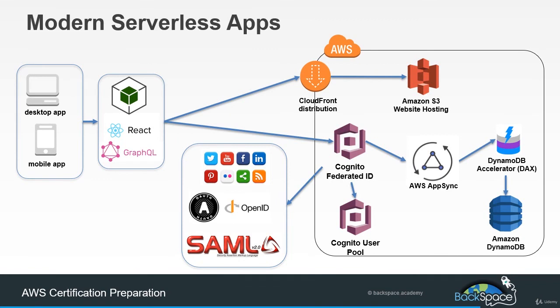So once we've got our React.js application running on our client, on our user's desktop app or whatever it is, we can then use the Cognito user pool to authenticate that user. Or we could use Facebook, OpenID, or SAML to authenticate that user. Once that user is authenticated, then the Cognito federated ID service can issue federated temporary credentials to our end user. And that end user could then directly access DynamoDB if they wanted to.